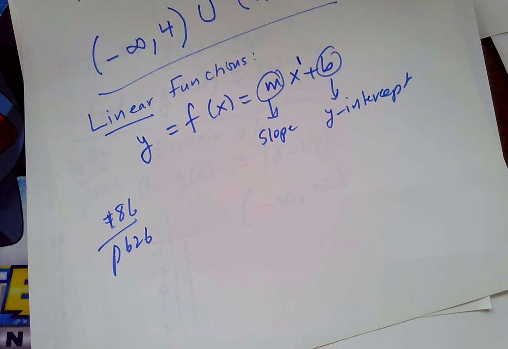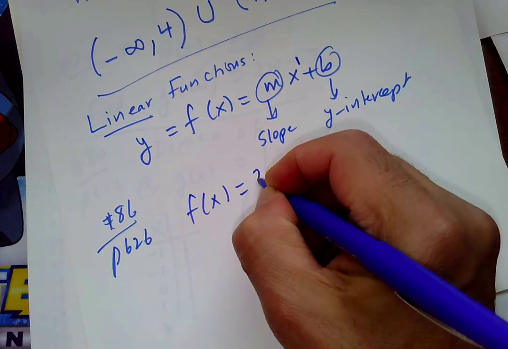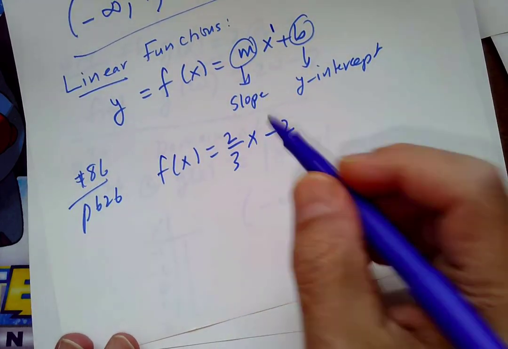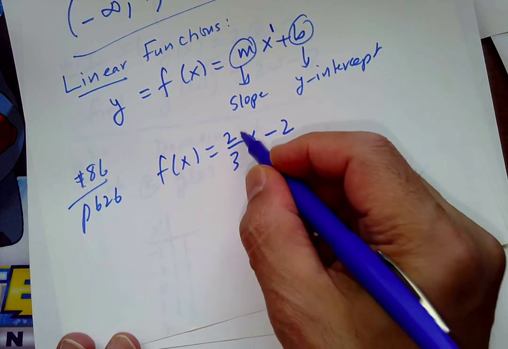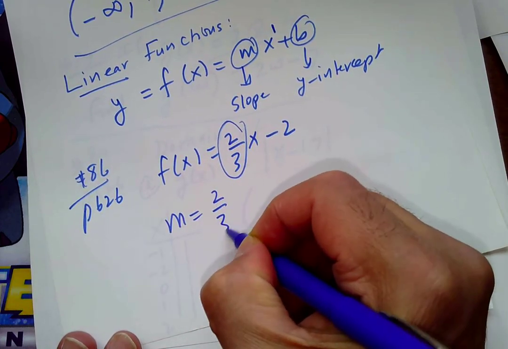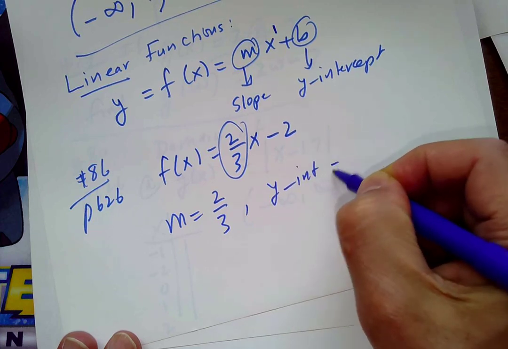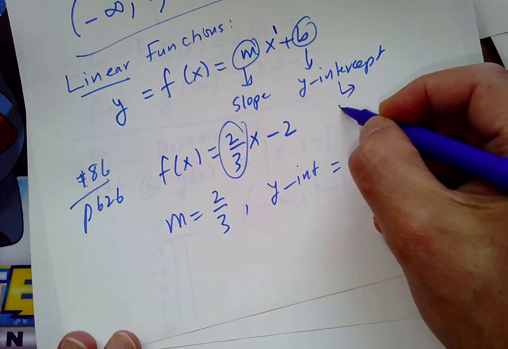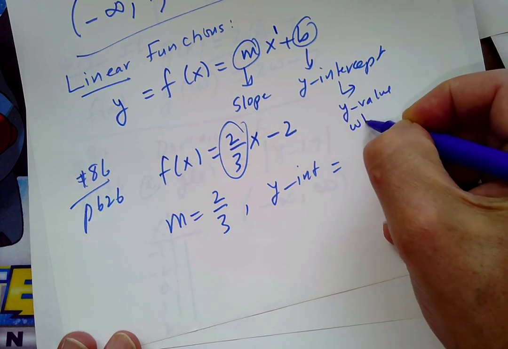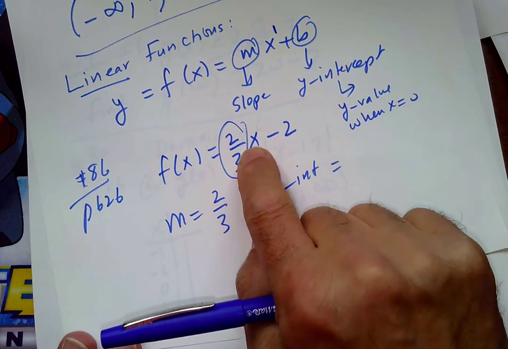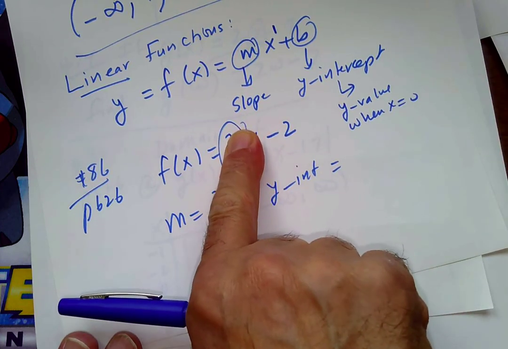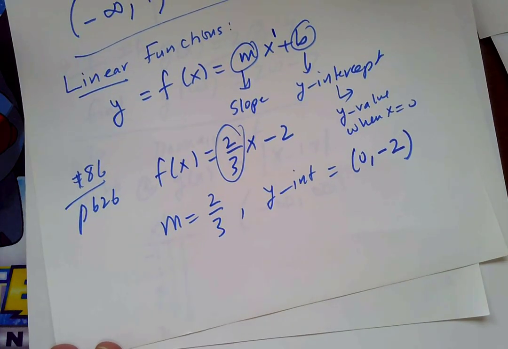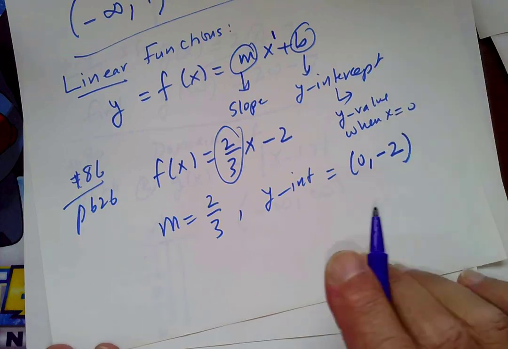It says graph each function, f of x equals 2/3 x minus 2. We can graph this in two ways. It'll probably be easier to do the slope-intercept. The slope is 2/3, and the y-intercept is -2. But -2 is a number. The y-intercept is the y value when x is 0. So if you put a 0 for x here, you get y equals -2. So the y-intercept is actually 0, -2. It's always going to be 0 for x, and the y value is your y-intercept.